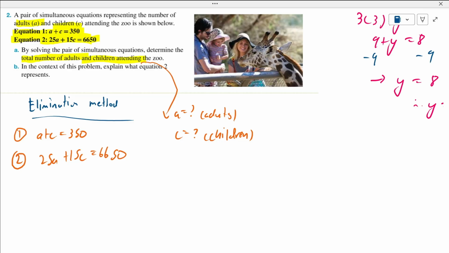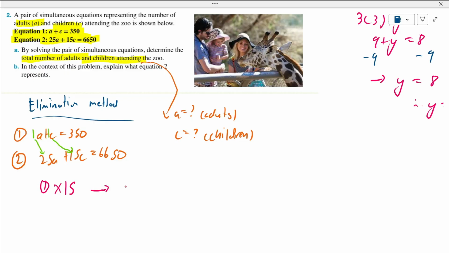So what I'm going to do with the elimination method is get one of the coefficients of the variables to be the same as in the other equation. What I mean is that this number here, which is 1 so far, because it's 1 times A and 1 times C. I want A to become 25A or I want C to become 15C. So I'm just going to make C become 15C because that's the lowest coefficient I can do at the moment. So I'm going to multiply equation 1 by 15, the whole thing.